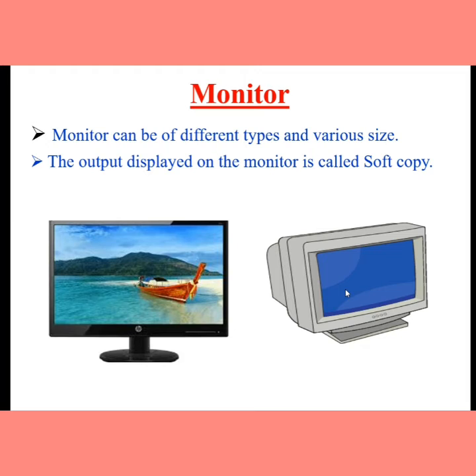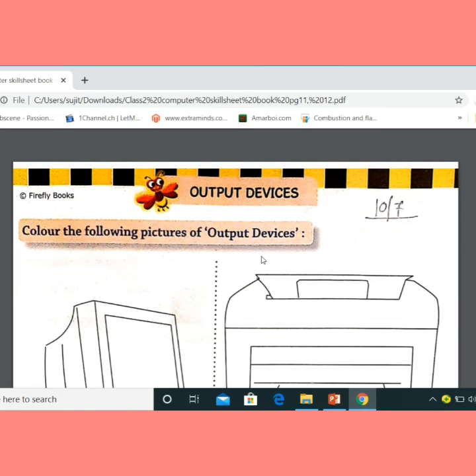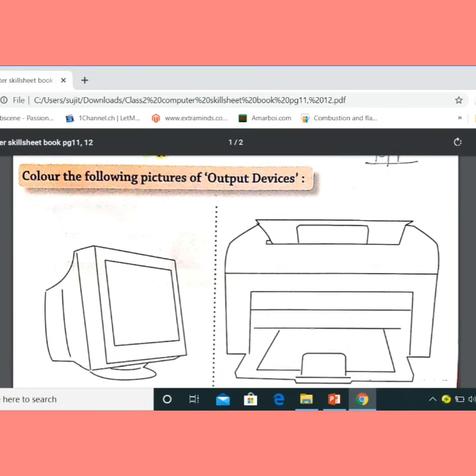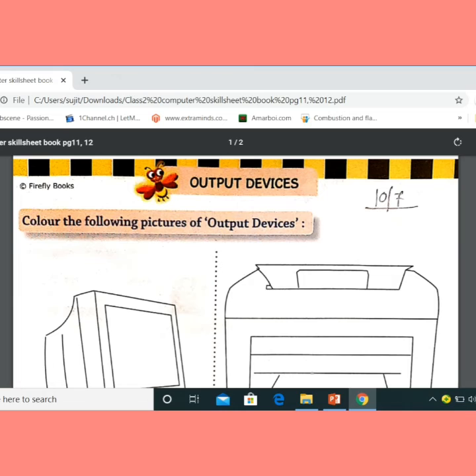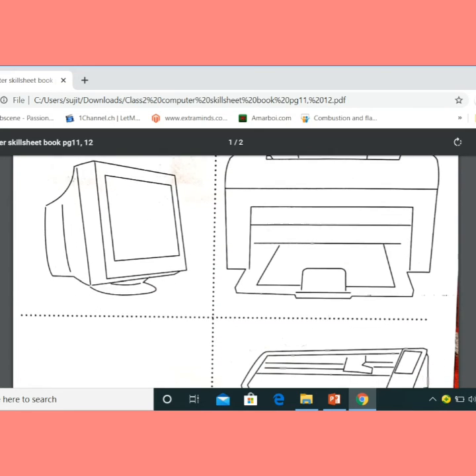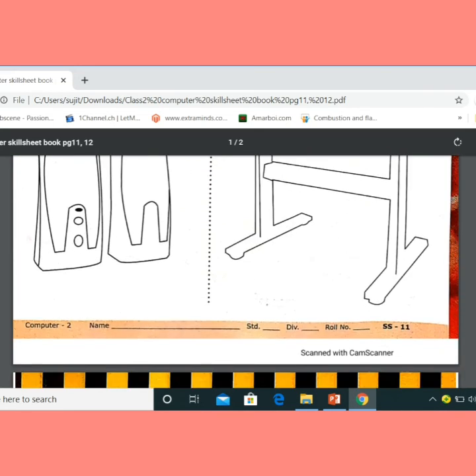Clear, students? So read this topic from your computer book and then solve the skill sheet book. This is page number 11 of your skill sheet book, and this is chapter 3, output devices. The first task is to color the following pictures of the output devices. See, these four pictures are of output devices.